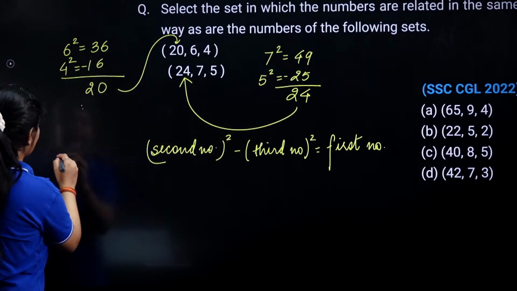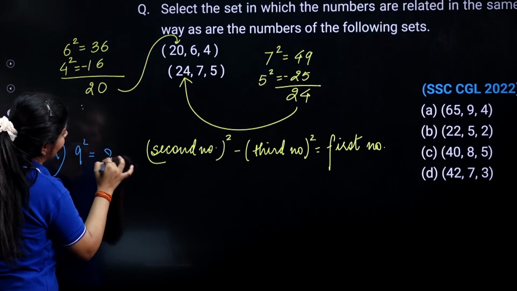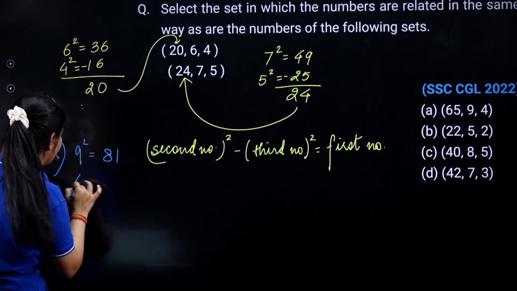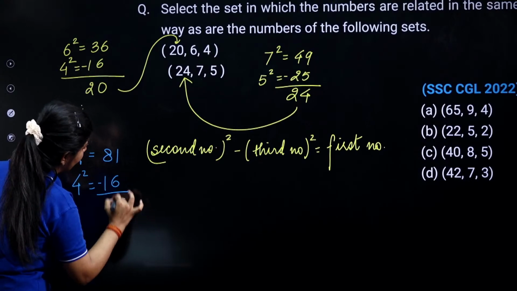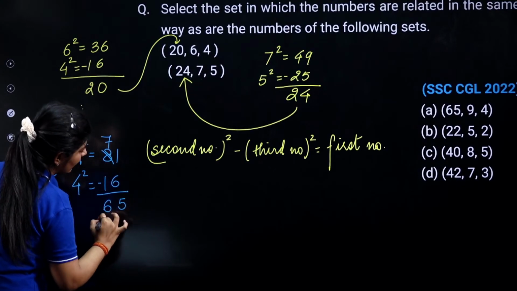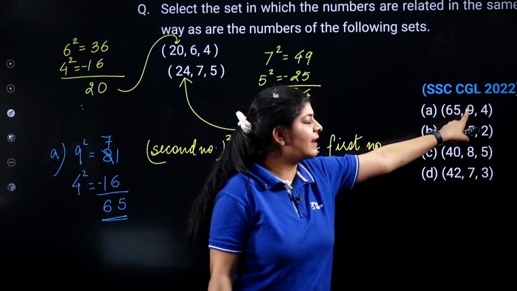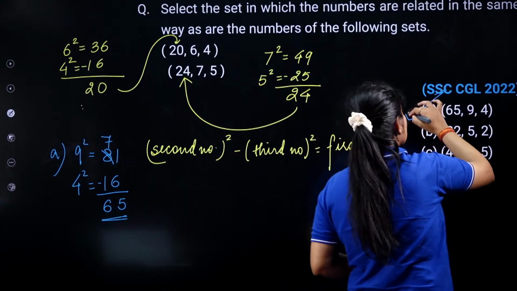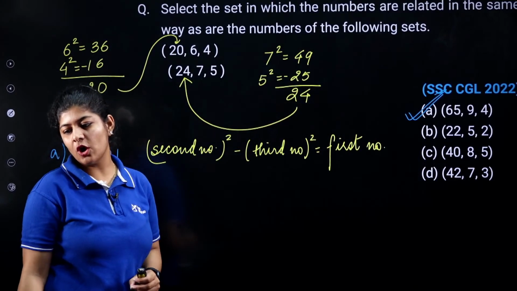I am checking my option number A. What is the square of 9? That is nothing but 81. And what is the square of 4? That is nothing but 16. When I subtract, what am I getting over here? 65, which is nothing but what is mentioned over here. 65, 9, 4. So the correct option over here is your option number A.